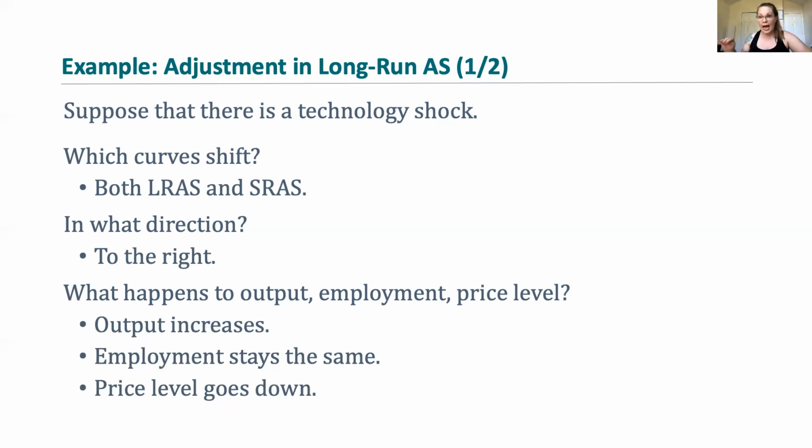Well, on the horizontal axis, overall output measured as real GDP will increase, right? We're further to the right. Employment levels will stay the same. We're at full employment because we're still working with the long-run aggregate supply curve. And remember, because aggregate demand is downward sloping, when we shift the long-run aggregate supply and short-run aggregate supply curves to the right, that new intersection point is going to be lower on the aggregate demand curve, therefore reflecting a lower price level. Prices in the economy overall will go down.